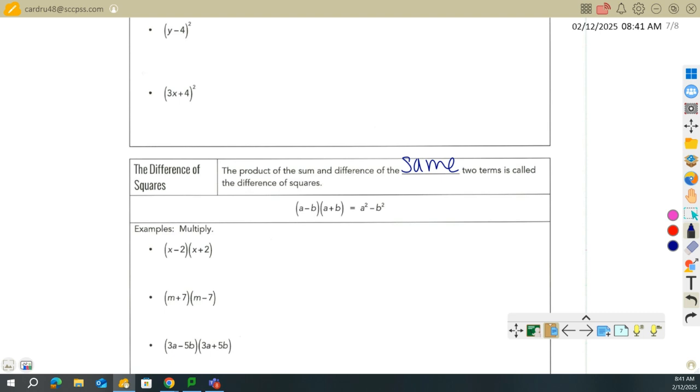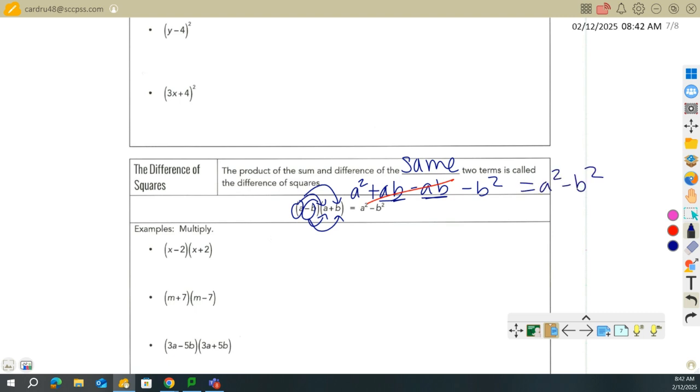Because what happens, and hopefully you saw this in your investigation, is we get a times a, which is a squared, a times b, which is ab. We have negative b times a, which is negative ab. And we have negative b times b, which is negative b squared. So we get this ab minus ab, which we know is 0. So that goes away, and we're left with just a squared minus b squared.